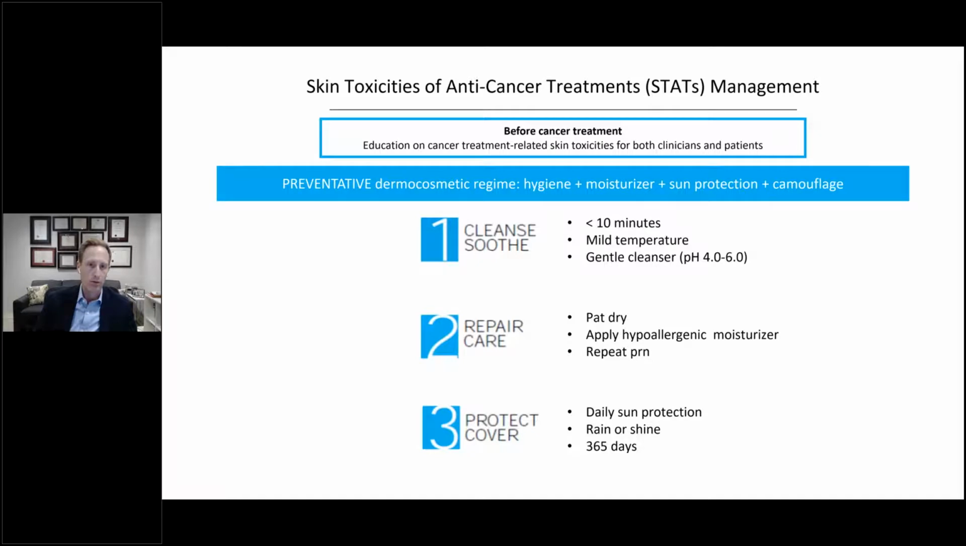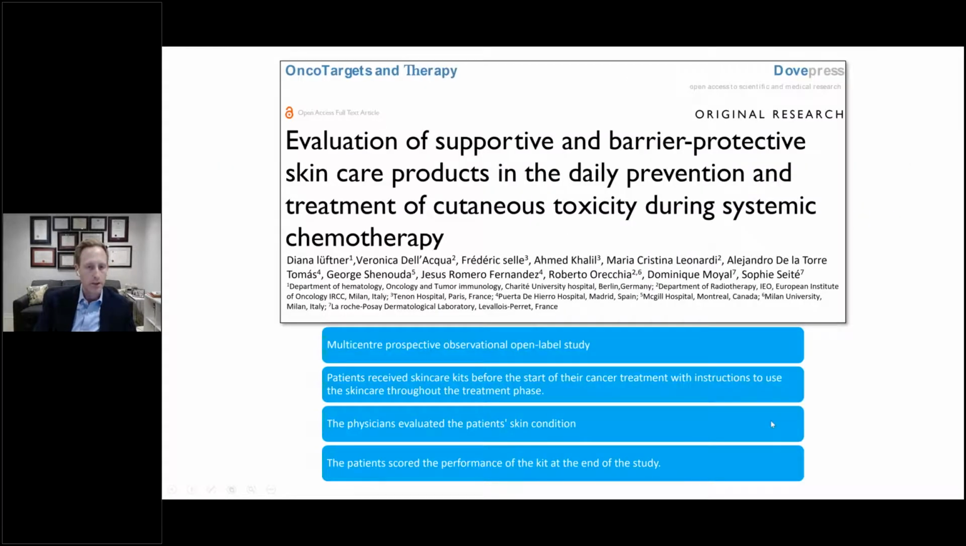And then you really want to explain to the patient that they should be protecting themselves from the sun, either using behavioral methods, sun protective clothing, or a sunscreen. Rain or shine, 365 days a year, primarily because a lot of the photosensitive reactions are driven by UVA in terms of skin toxicities.